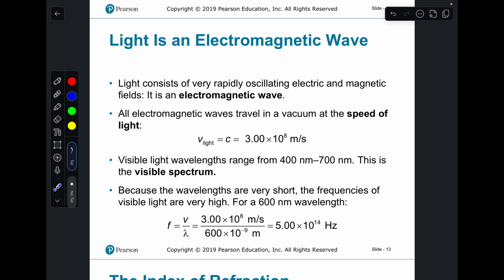You might recall the speed of light is 3 times 10 to the 8 meters per second. And you can obviously use the fundamental wave equation to solve for the frequency or the wavelength of the light if the other quantity is known.